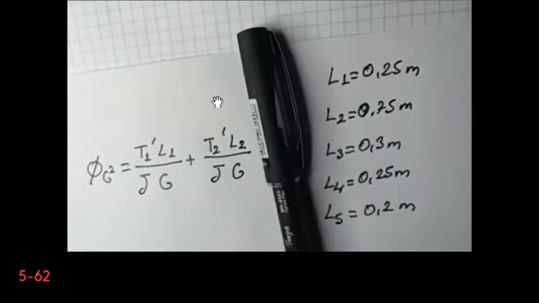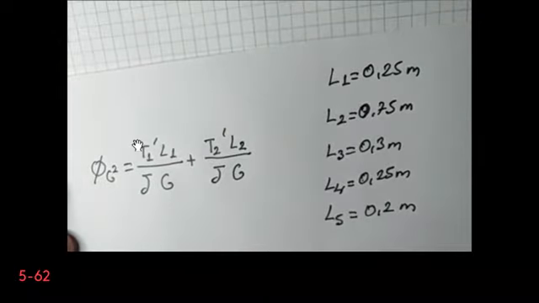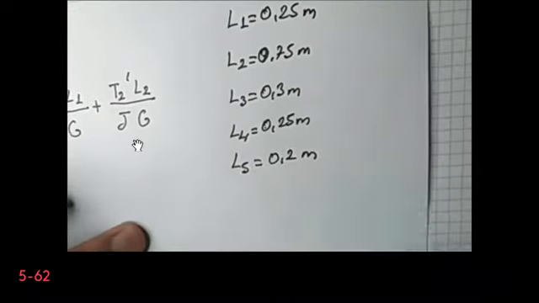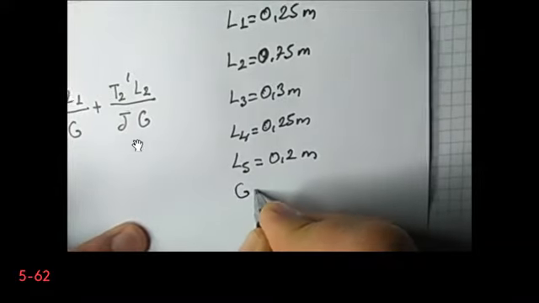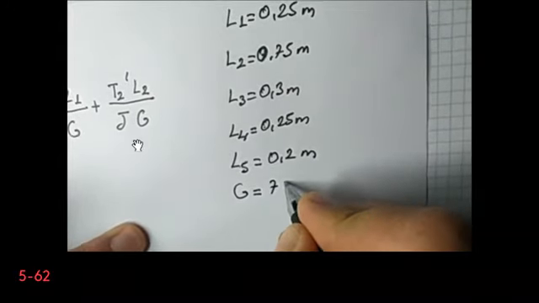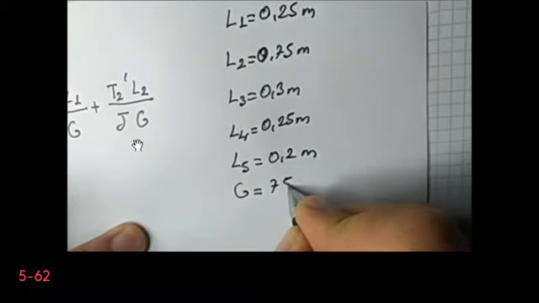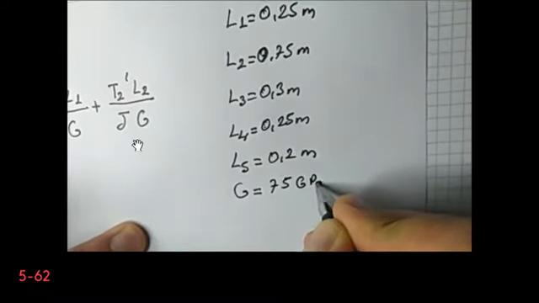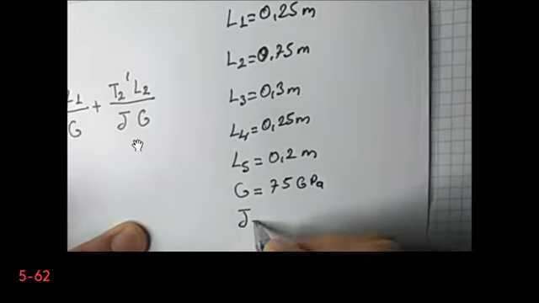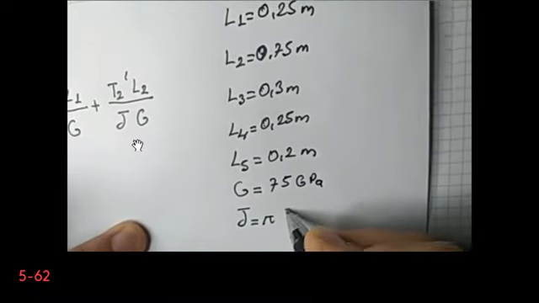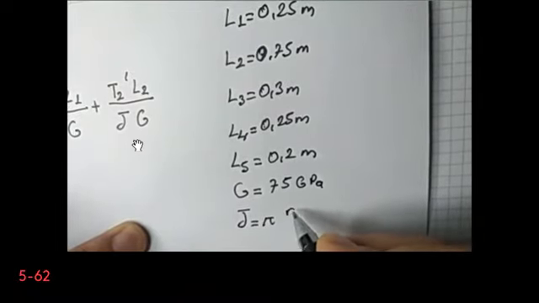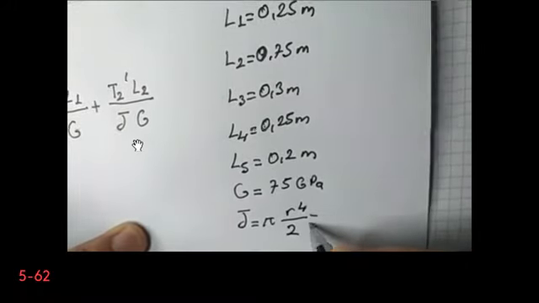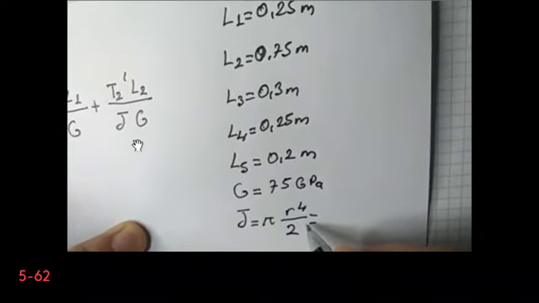Now we need the shear modulus value, in fact, and rotational moment of inertia. So shear modulus for the steel is 75 gigapascals. This will be given to you. Rotational moment of inertia is equal to pi r to the power 4 divided by 2. So remember that radius is 25 millimeters.